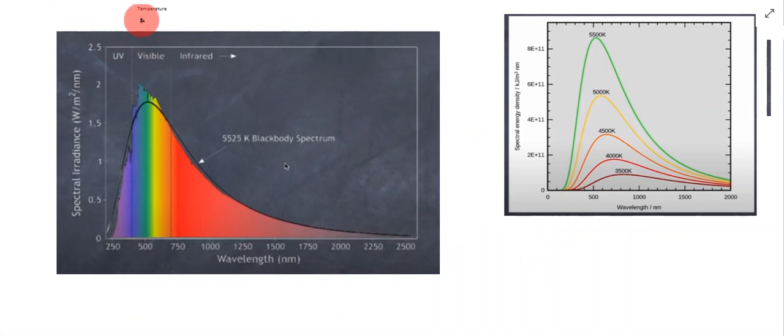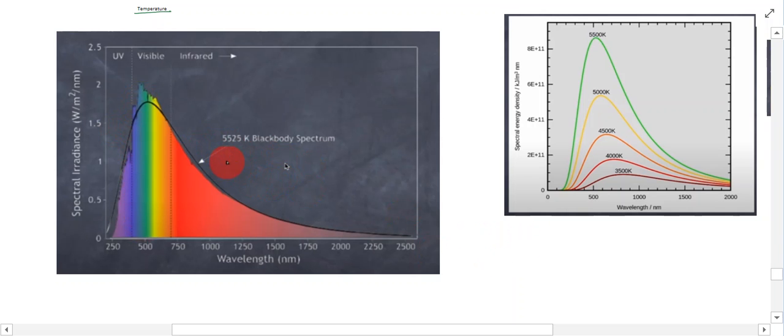Now, we can also use the wavelengths of light emitted by stars to determine what's known as the temperature. So we can start to analyze the light that's coming from stars and determine, for example, the temperature of the stars.